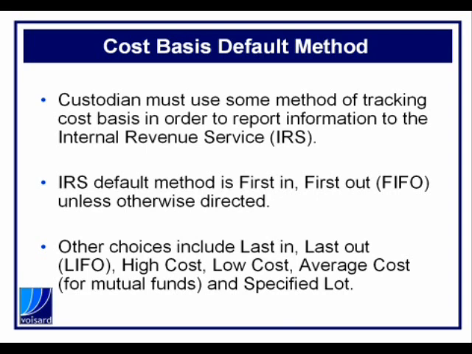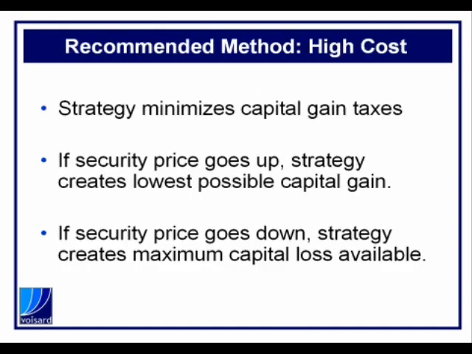The other choices are last in, first out, which is the LIFO that we refer to, and high cost basis or low cost basis. They'll just take the highest cost basis or the lowest cost basis of all the tax lots. You can do average cost, and that's really only for mutual funds, or a specific or specified lot. And sometimes we use the specified lot when we're doing some tax planning, and we want to sell specific shares for a specific reason at a specific time. And so certainly we can do a specified lot type of situation. But the default method again is the FIFO method.